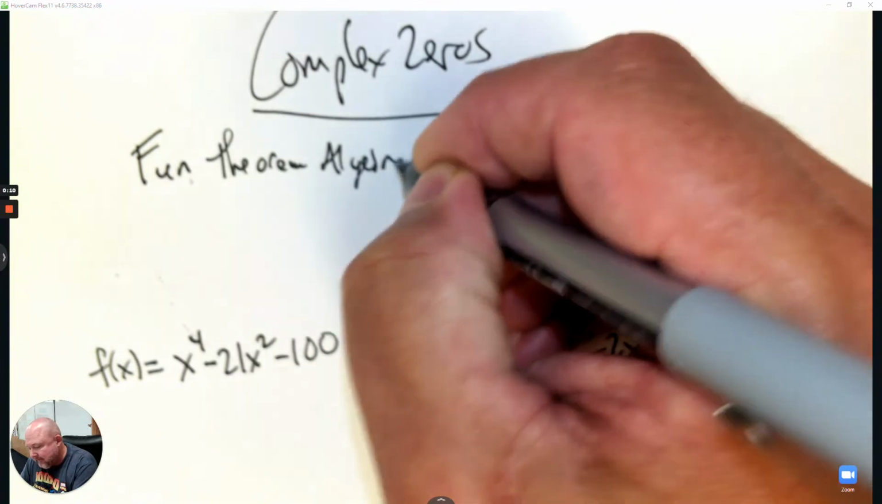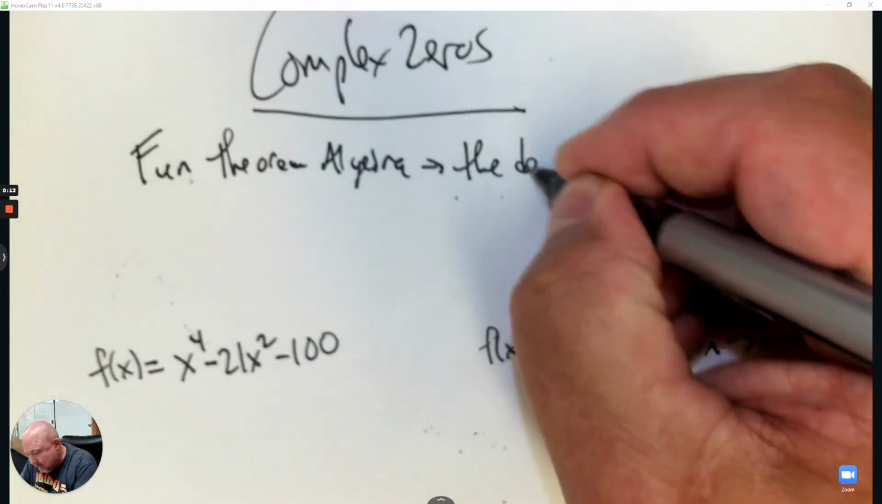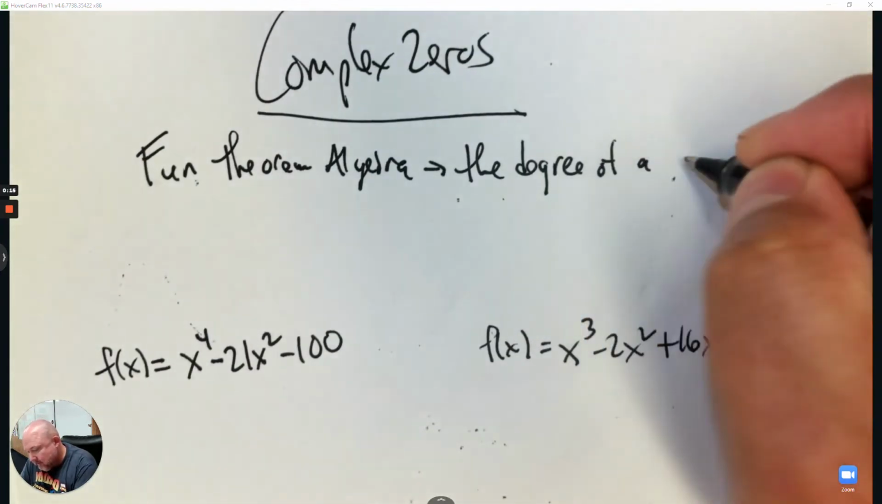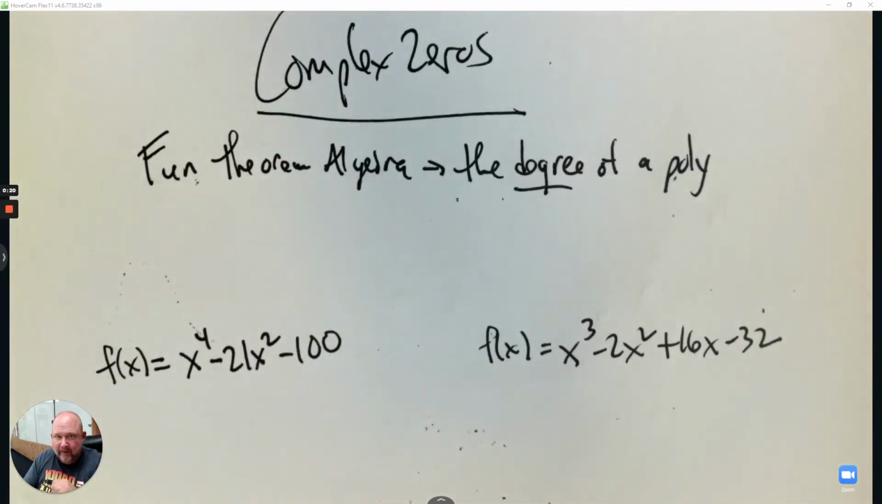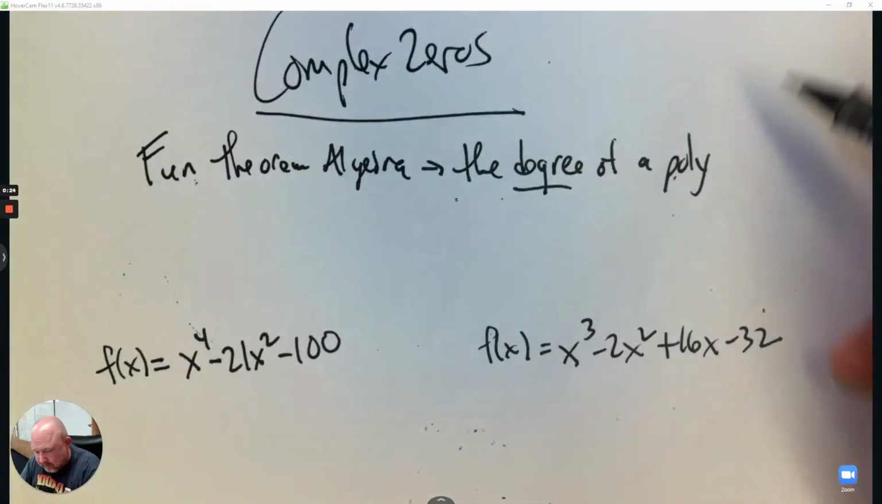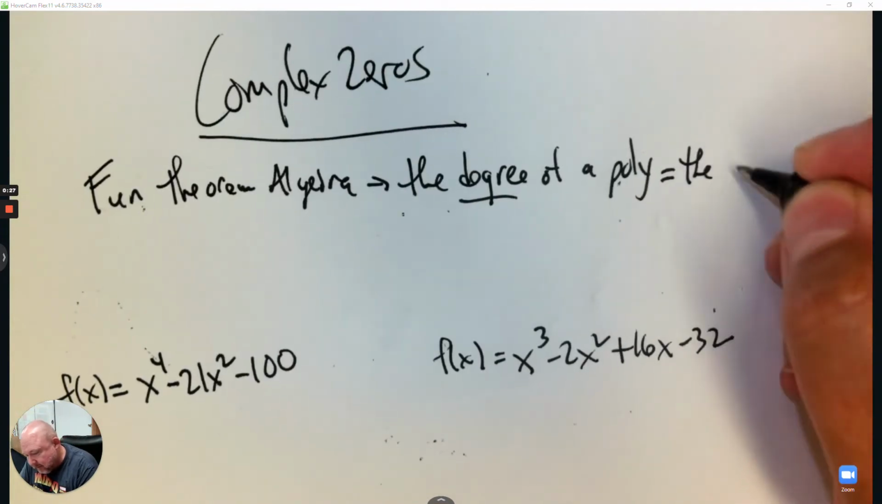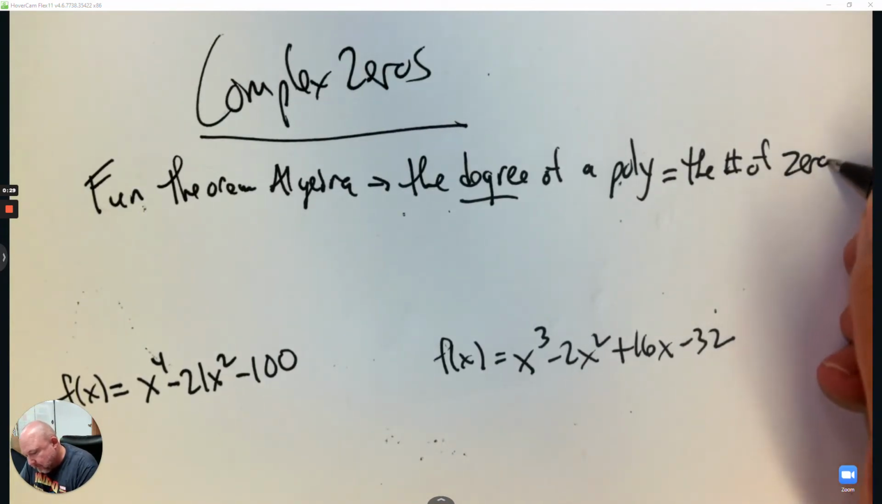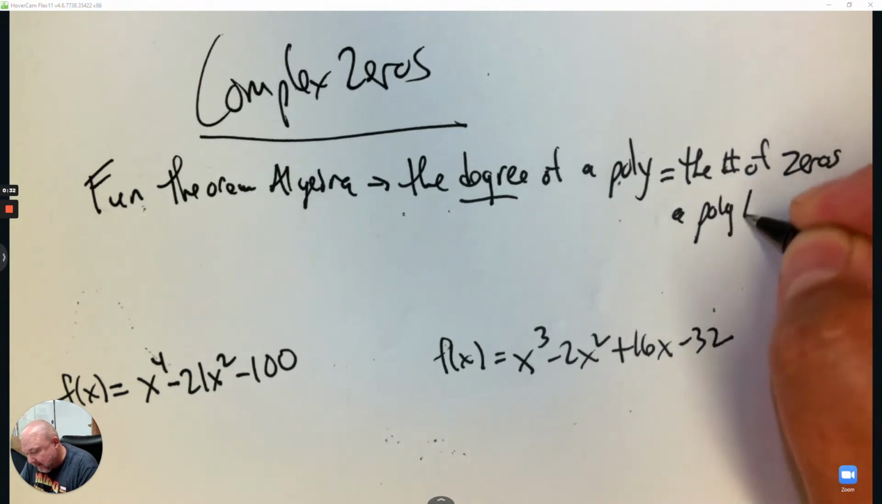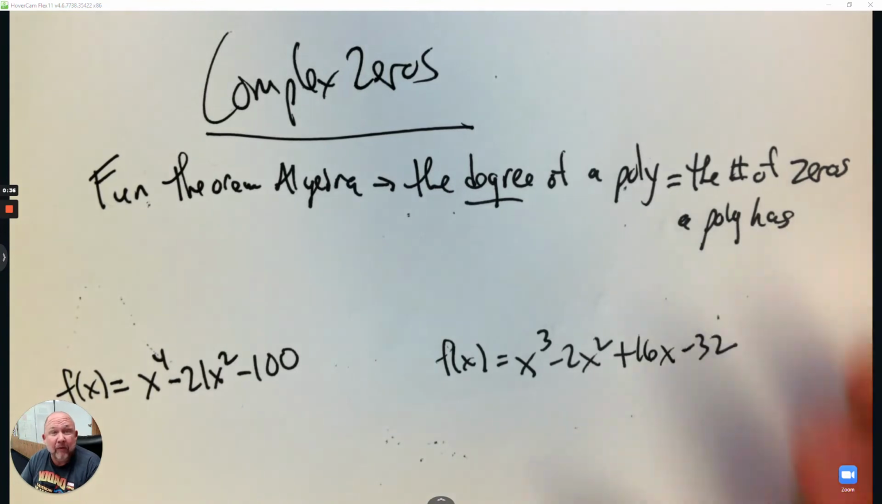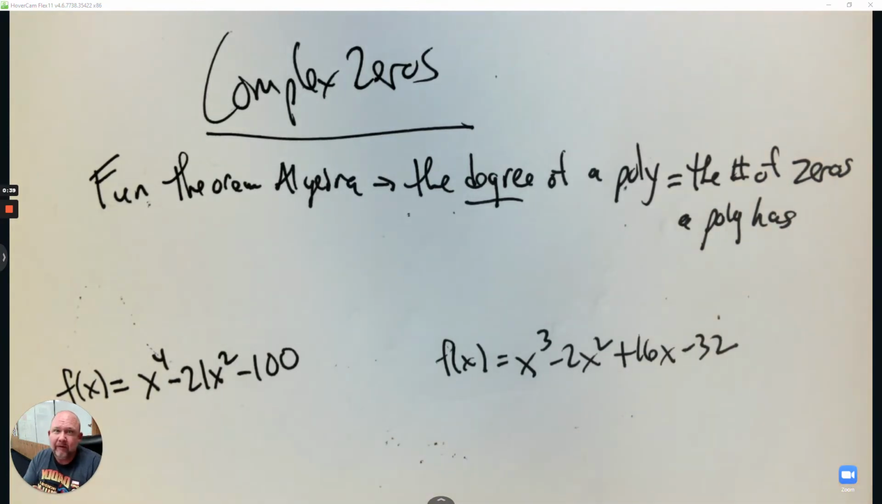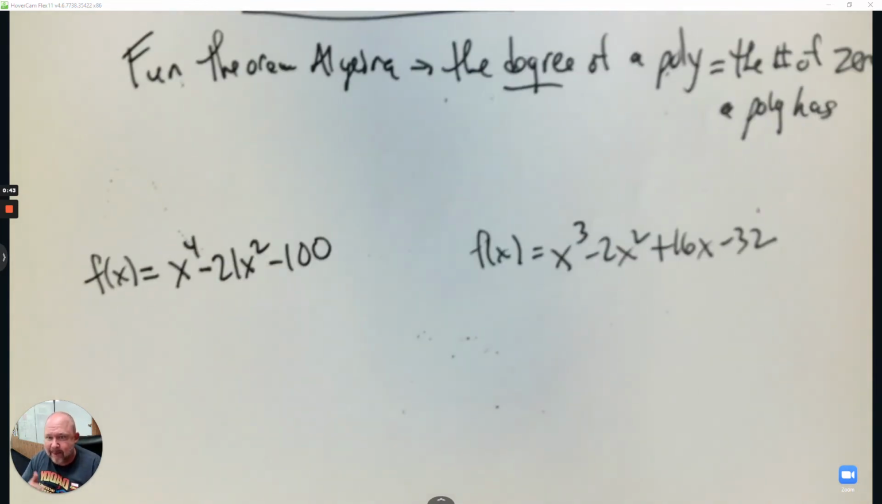So the fundamental theorem of algebra connects this: the degree of a polynomial. And we know that degree means the greatest exponent is equal to the number of zeros a polynomial has. So the degree is equal to the number of zeros. And we know those zeros could be real or complex, or in other words, they could be rational, irrational, or imaginary. So let's practice this.